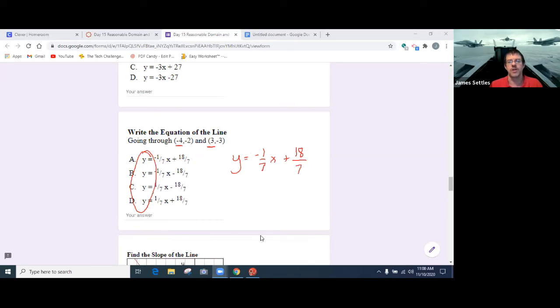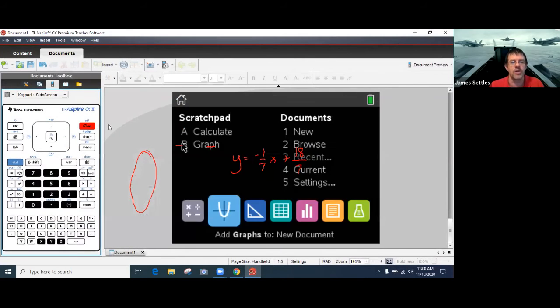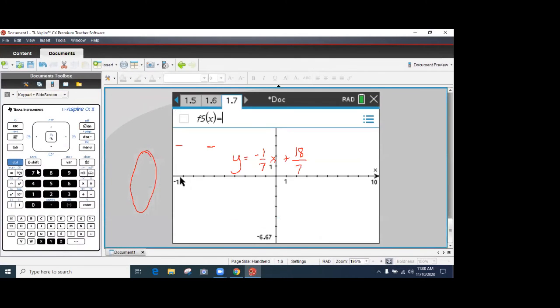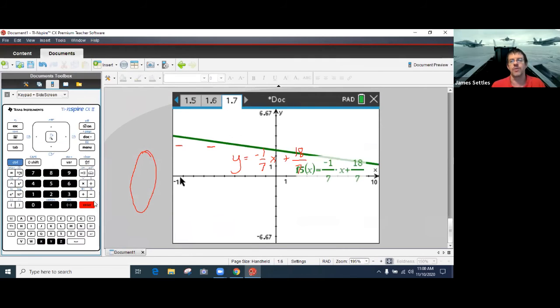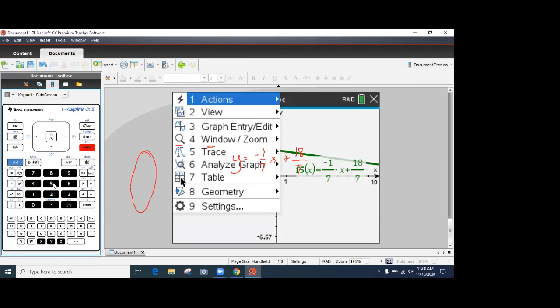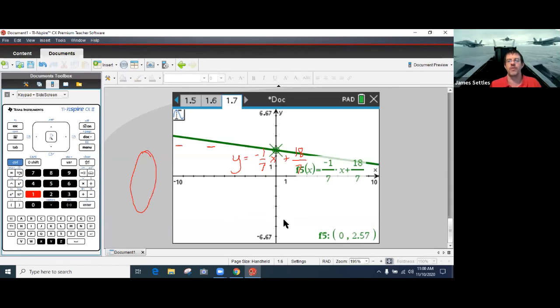All right, so let's go type this into the calculator. We start a brand new graph. We're gonna type in control divide -1/7. By the way, control divide gives you your fraction for those of you that aren't used to this calculator. X plus, and then control divide 18/7. We hit enter, and then what do we always hit? Menu 5-1. Good.